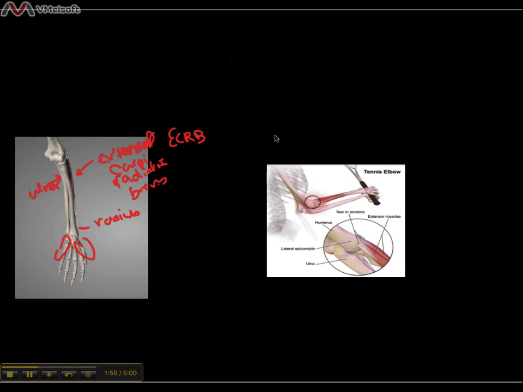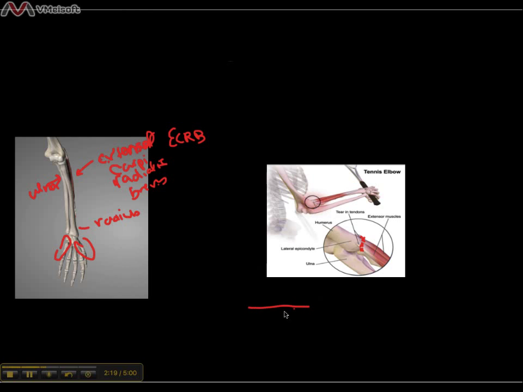Now what happens, and we'll move to the picture on the right, is that with things like tennis and overuse and constant extension of your arm, you'll start getting little tears in the tendon of this muscle, the extensor carpi radialis brevis. And the tendon is the part of the muscle that connects it to the bone. So this is a zoomed in picture, and what you create is these little micro tears.